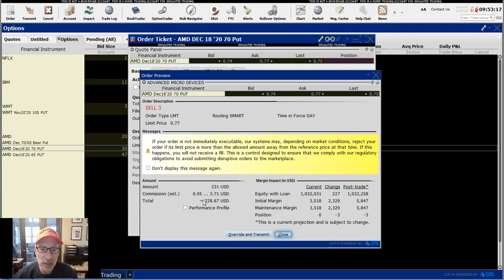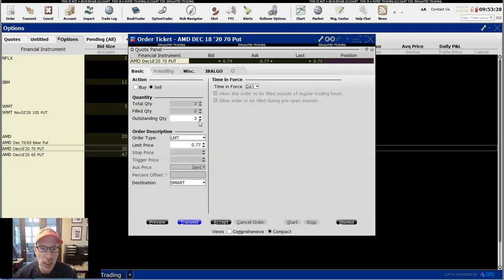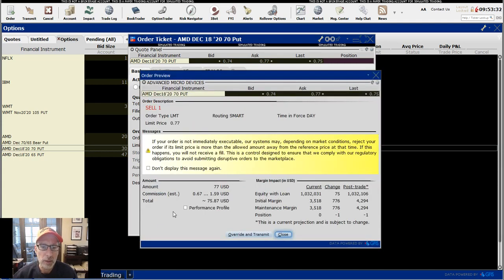And there's estimated commissions. And on this side is a little bit important, because it'll tell you what the margin requirement is when you sell this trade. So actually, let's do one contract to make it easier. Let me pull this back here and hit preview again. Okay, so we're going to sell one contract. We're going to get $77. And here's the margin requirement for selling one individual contract.